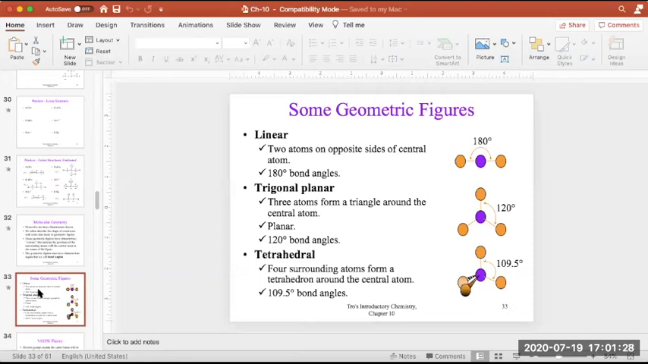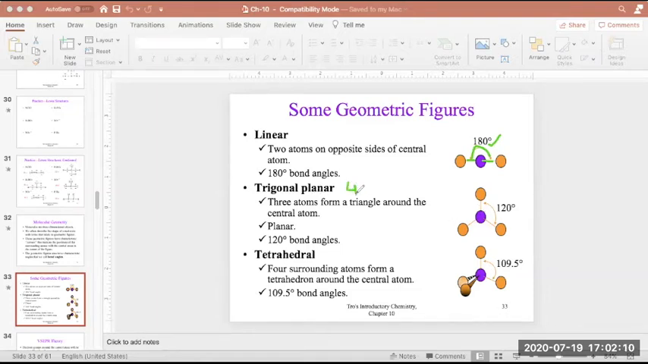There are three geometrical figures that you need to know, depending on how many atoms are making it. One of them is linear, second is trigonal planar, third is tetrahedral. When you make a linear molecule, you have three atoms, one at the center and two surrounding it, one on each side of the central atom. And what is bond angle? Bond angle is the angle between two consecutive bonds. So this is 180.